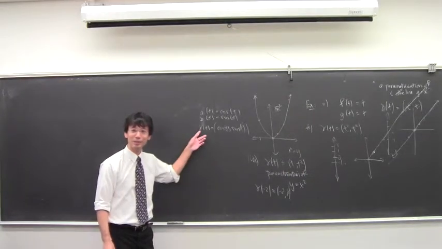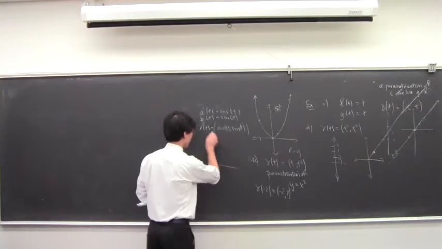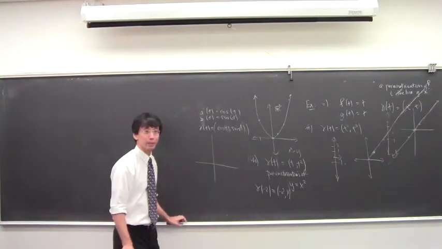Okay, does anyone know what this is? Anyone have an idea? Win? Would it be tangent t? No? Let's think. At time 0, where are we?